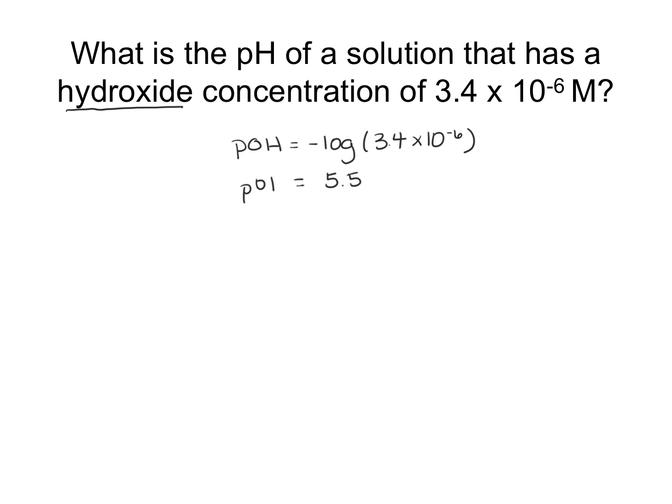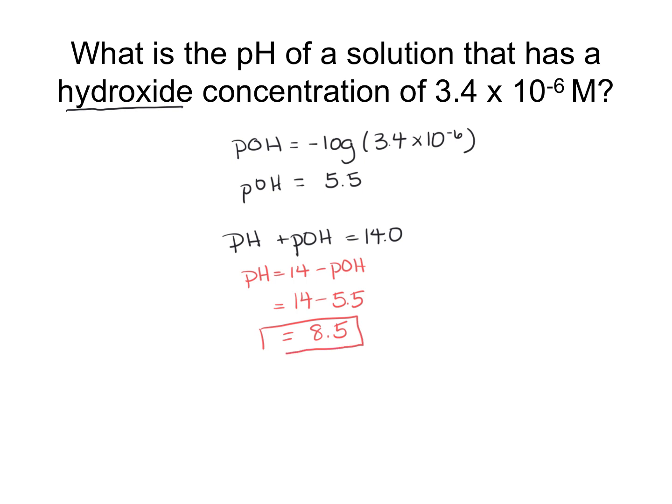Now that's the pOH, but we're asking for the pH here. The very first example we did said, hey, look, pH plus pOH equals 14. And so now we're trying to find the pH, and we just rearrange the equation. So pH equals 14 minus the pOH. That gives us 14 minus 5.5. And when we do this, we get 8.5 there.